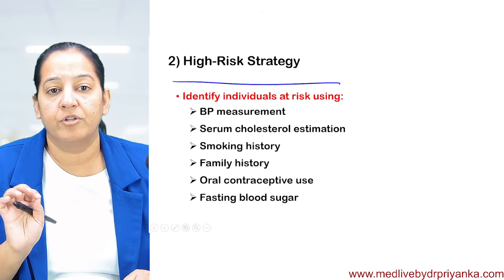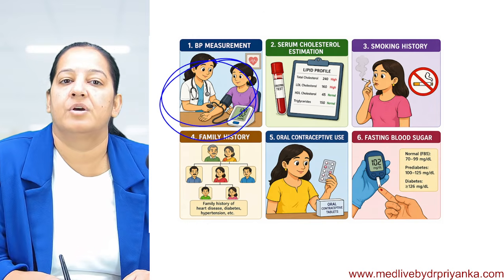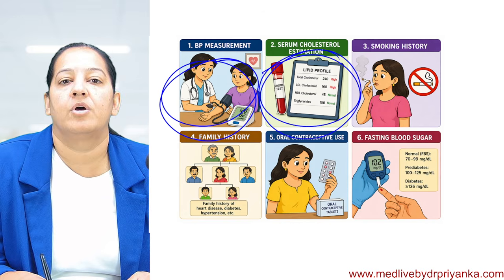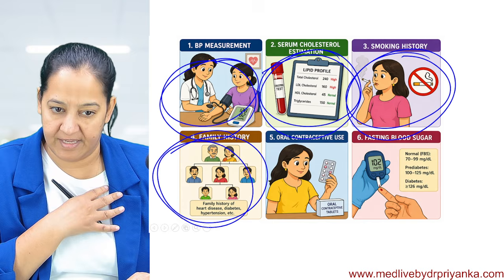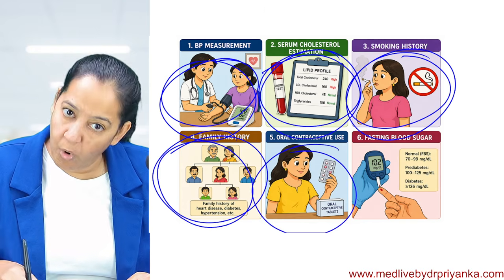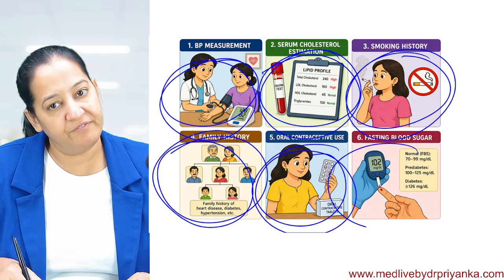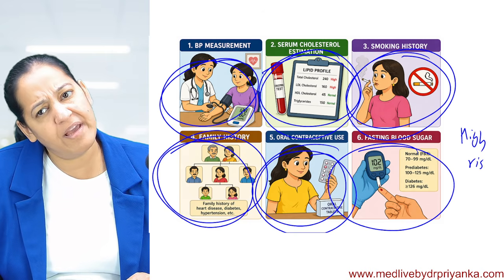First of all, find out the people who are at high risk. Which people are at high risk? Who are already having hypertension, who already have increased cholesterol, who already smoke, who already have a family history of CAD, heart attack in their fathers and grandfathers or any family member. The females who are already on OCP, and the people who are diabetic. They are high risk people. They already have the risk factor.